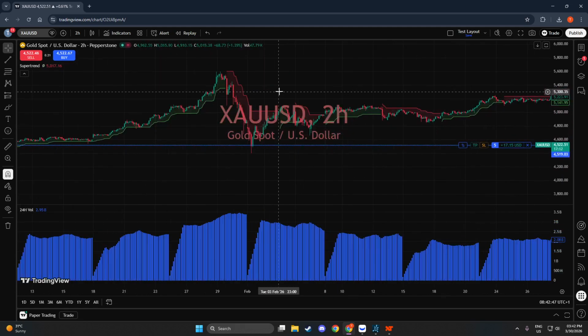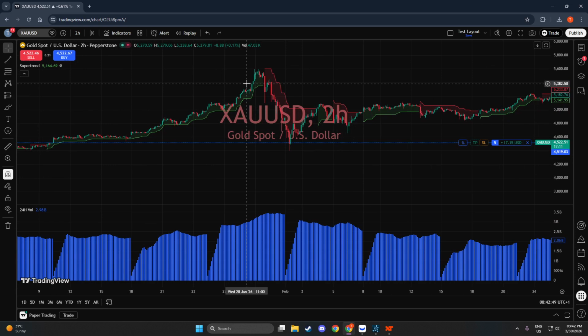That's it. With the Supertrend now on your chart, you have a clear, no-nonsense view of market direction you can reference every time you trade.